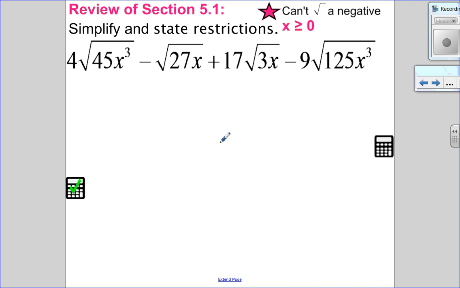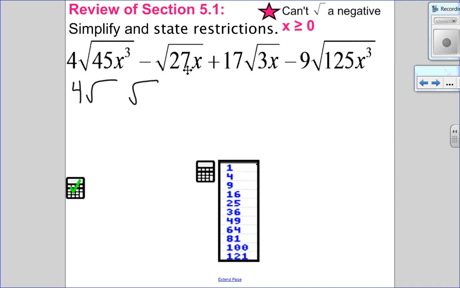So now it's a matter of just simplifying. I'm going to have 4 on the outside times, and I'm going to break the roots down. Because this is square root, you can look at the table of perfect squares. So I have that over here, and we can use that. So 45, the highest perfect square factor is 9. So I have a 9 here. And then x exponent 3. Skip count by 2's, and it's x squared. So my leftovers are 5 and x. 9 times 5 is 45. X squared times x is x cubed.